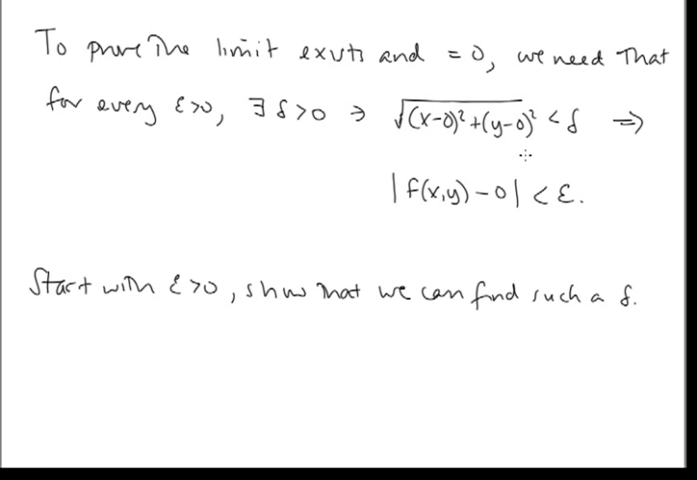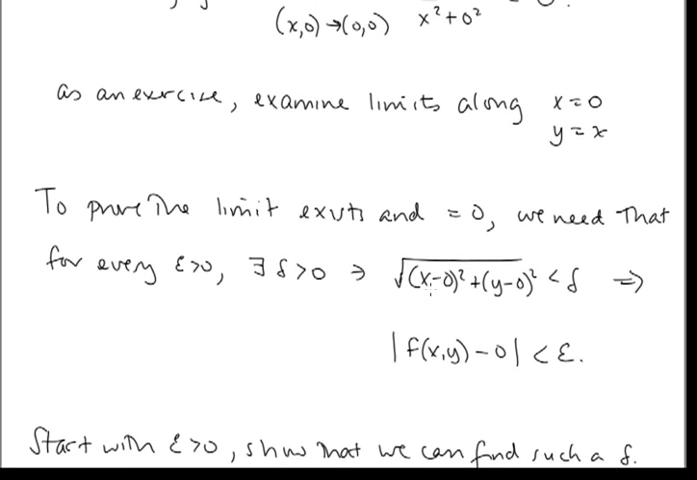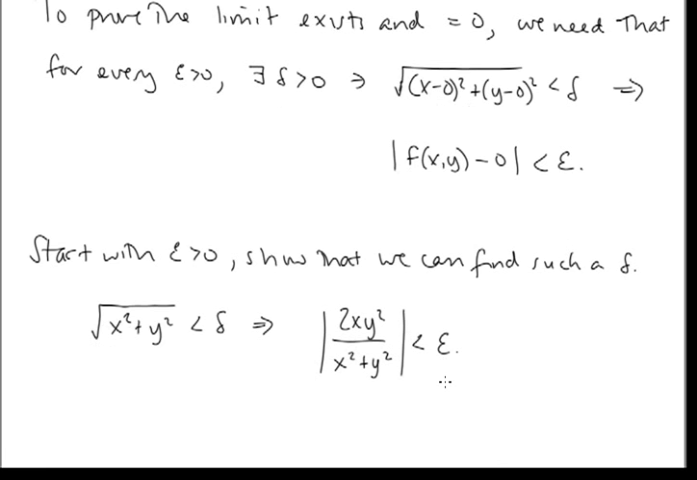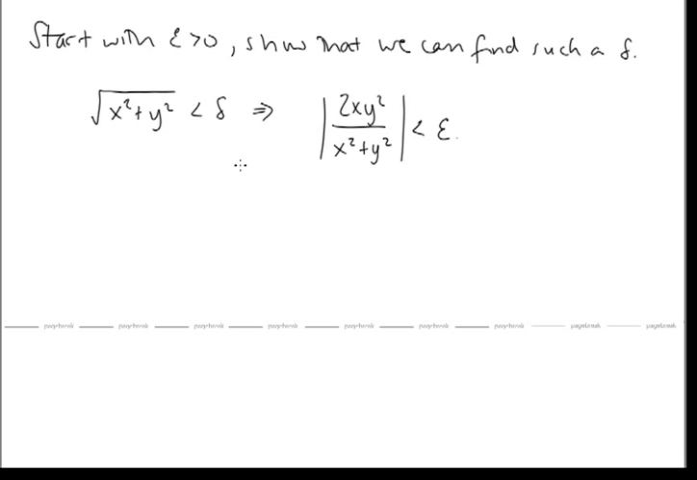And notice that we can simplify both of these inequalities. We need delta such that radical x squared plus y squared less than delta is going to give us f(x,y), in absolute value, less than epsilon. What's f(x,y)? It's 2xy squared over x squared plus y squared. So we need to start with an epsilon greater than 0 and show that we can find a delta such that radical x squared plus y squared less than delta gives us a function value, in absolute value, that is less than epsilon. So we say, let epsilon be greater than 0.